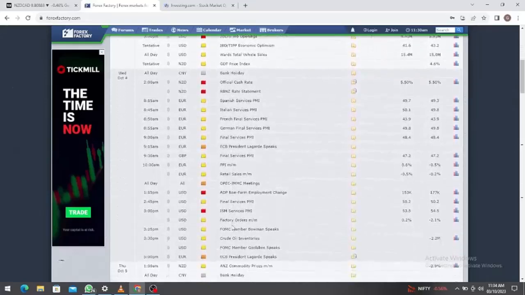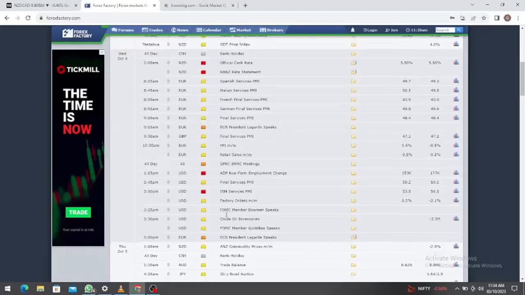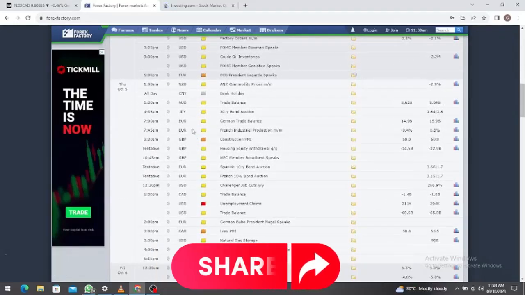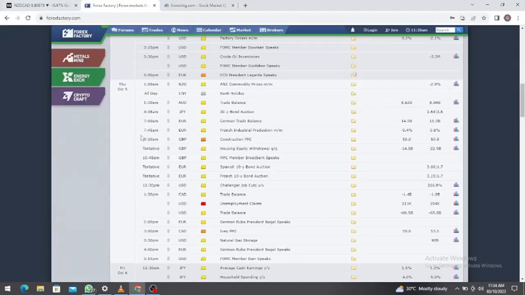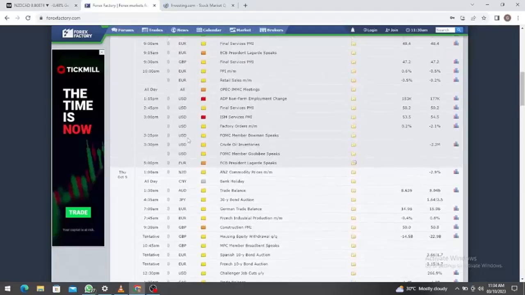Tomorrow's news, Wednesday, we have a lineup of them all the way. So if you are looking for opportunities on any assets, any pairs that would be affected by any of these news, you can note what to expect. You can expect a lot of volatility at those times when the news will be coming out.